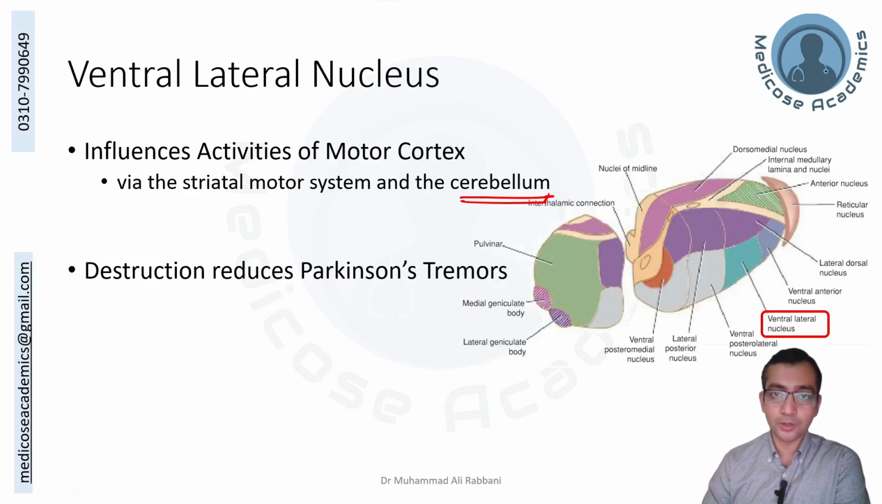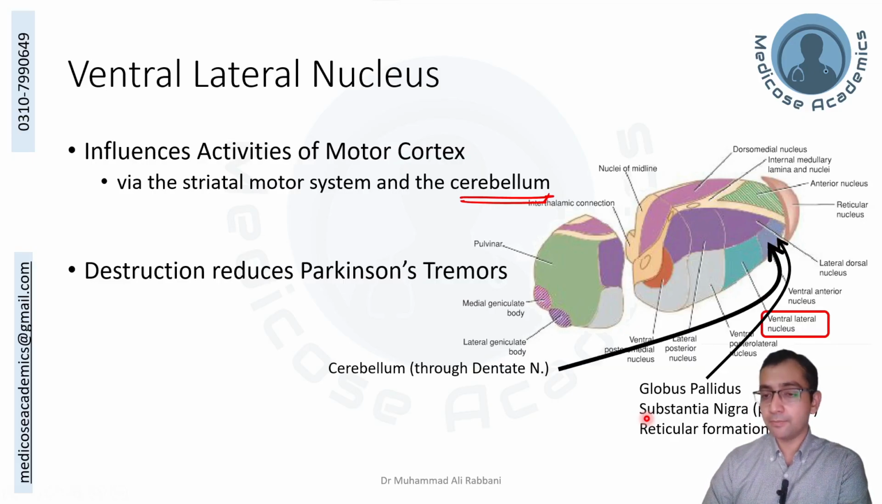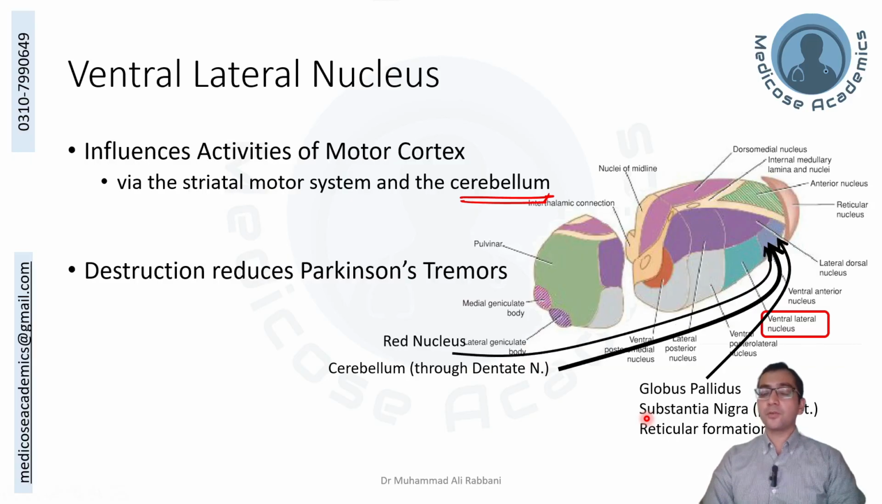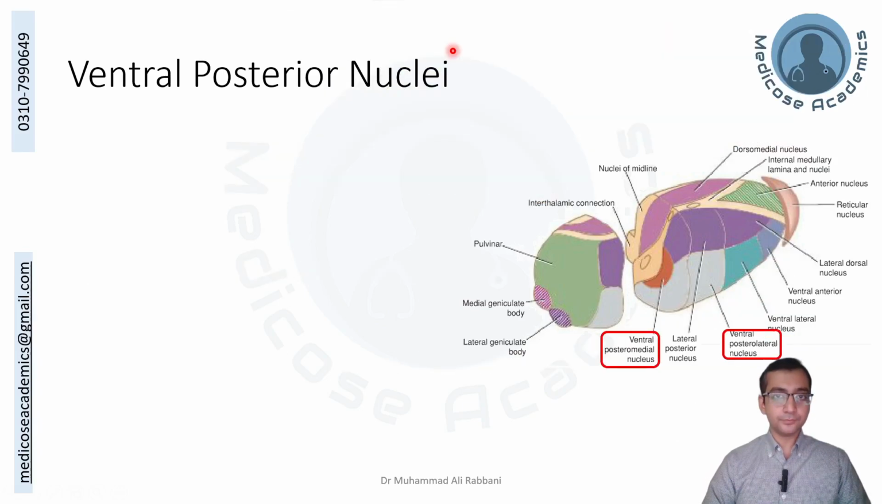Again, not very commonly, but it has connections to the basal ganglia, globus pallidus, substantia nigra, and reticular formation. Additionally, major connections input from the cerebellum and minor from the red nucleus of the midbrain too. And the output is to the primary motor area, and these are reciprocally connected.